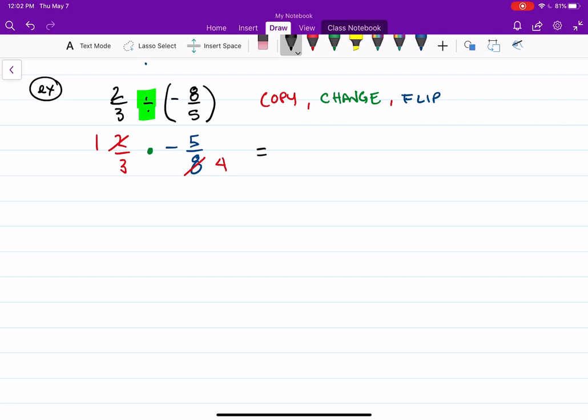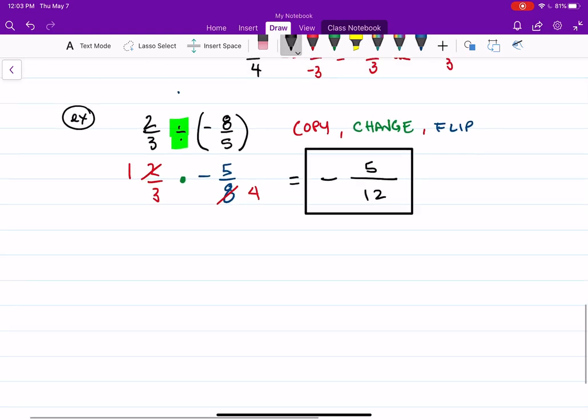Then my answer is going to be, let's look at SPAWN. SPAWN says these are opposites, right? The 2/3 is positive while the 5/8 is negative. So the result is going to be negative. Top times top, so I got 1 times 5 and 3 times 4. And therefore, that is my answer. Okay? So remember that. And other than that, everything else should be good.